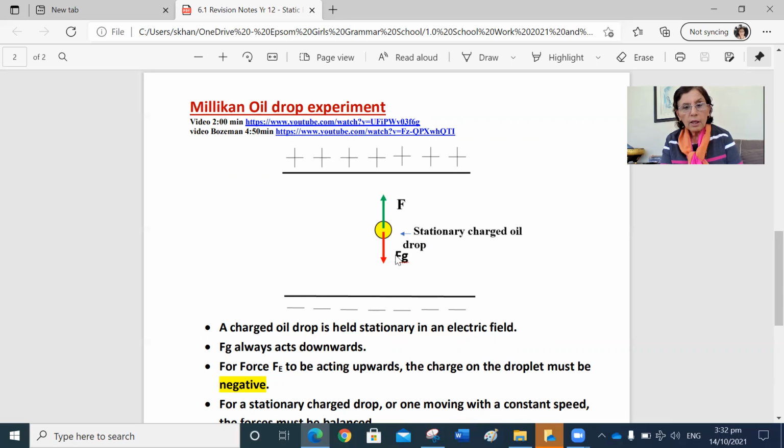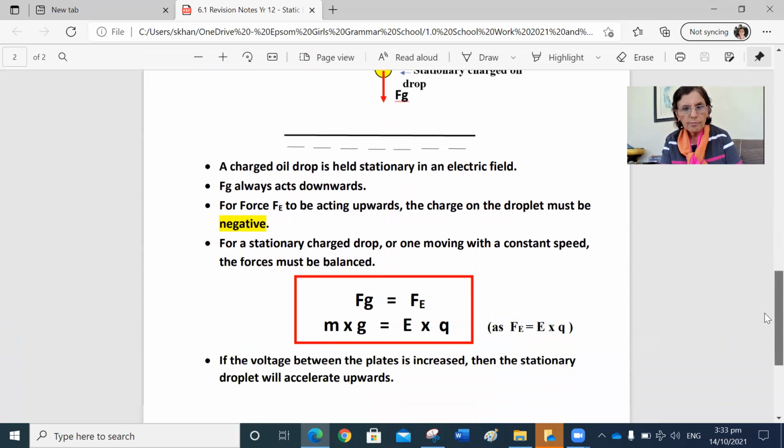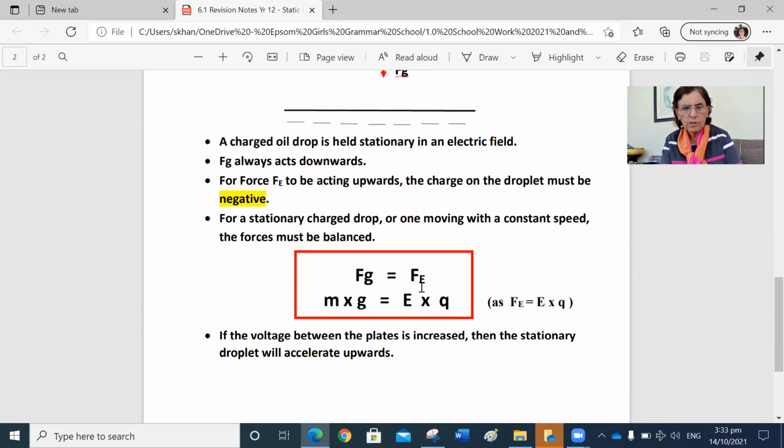The charge does not have to be stationary. It might be moving with a constant velocity, upwards or downwards. Even in that situation, the forces acting on the charged particle will be balanced. If it is stationary and these forces are balanced, with this the positive plate and this the negative plate, then the electric force is upwards, so it must be a negatively charged object. In terms of equation, gravity force is equal to electric force, so mg is equal to E times Q.